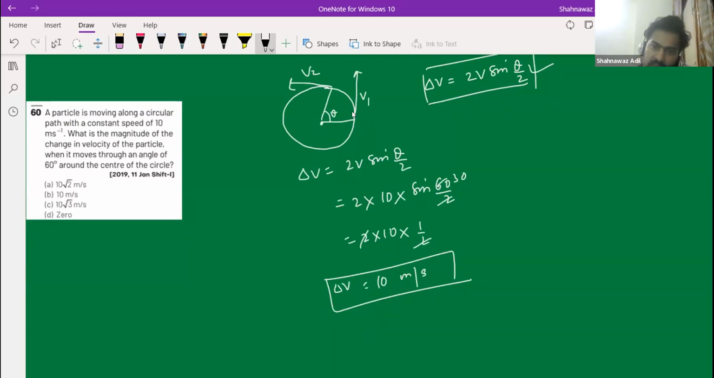So you have this circular motion in which the object has covered a 60-degree angle. So you have to find out the magnitude of change in velocity. Yeah, please note this thing down, and then we will talk about laws of motion, right?